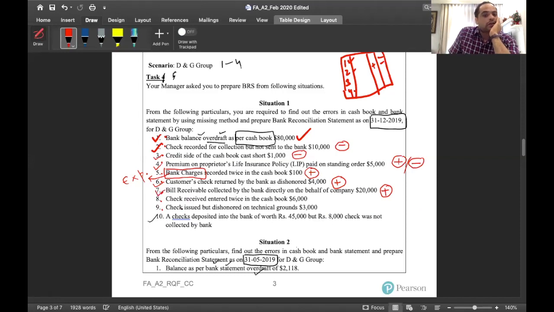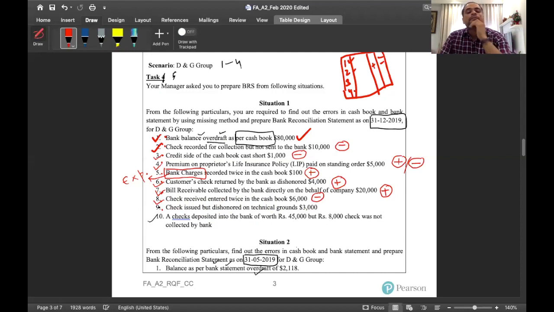Number 8. Check received entered twice in the cash book, 6,000. Negative. Yeah. Okay. Everybody negative. Check received entered twice. Negative. Okay. So number 8 finished.